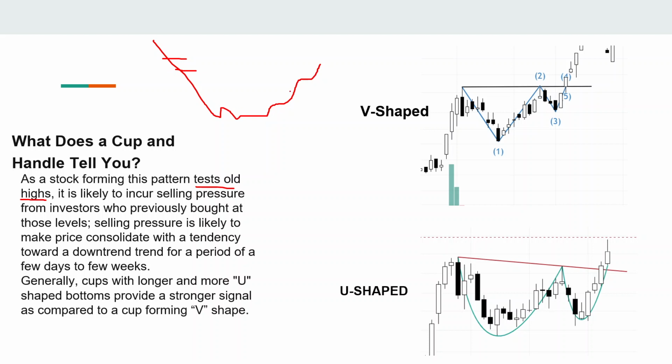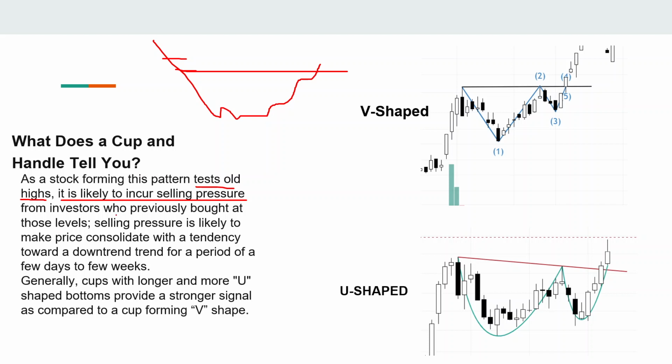So when the stock is trying to move up, it will face resistance at those points where the previous sellers are trapped, because once the price comes back to their buy price, they will try to get out, because they have already endured a lot of pain. So as a stock forms this pattern at old highs, it is likely to incur selling pressure. As I said, old sellers are trapped, and when their price comes, they will start selling.